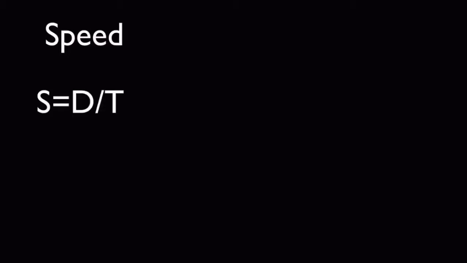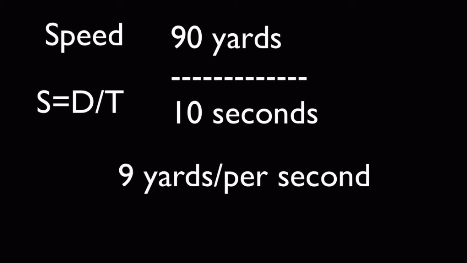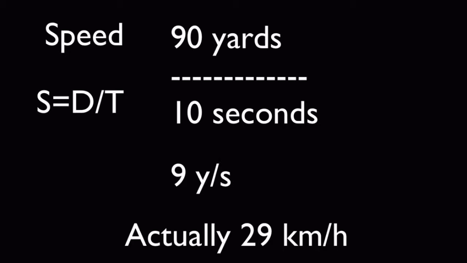Alright, so now we are going to find the speed of the player. So we'll be using the equation speed equals distance over time. The player runs approximately 90 yards in about 10 seconds. So if we divide and use that equation, we will find that he runs approximately 9 yards per second. And if we multiply that and find out how much it is in kilometers per hour, we'll find that it's 25 kilometers per hour.